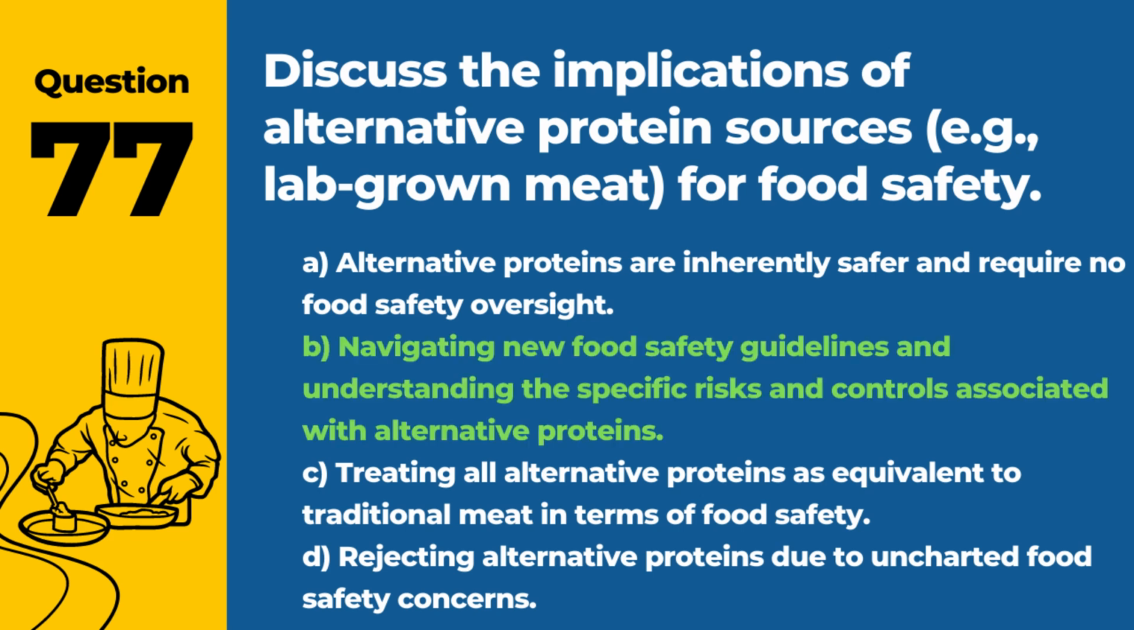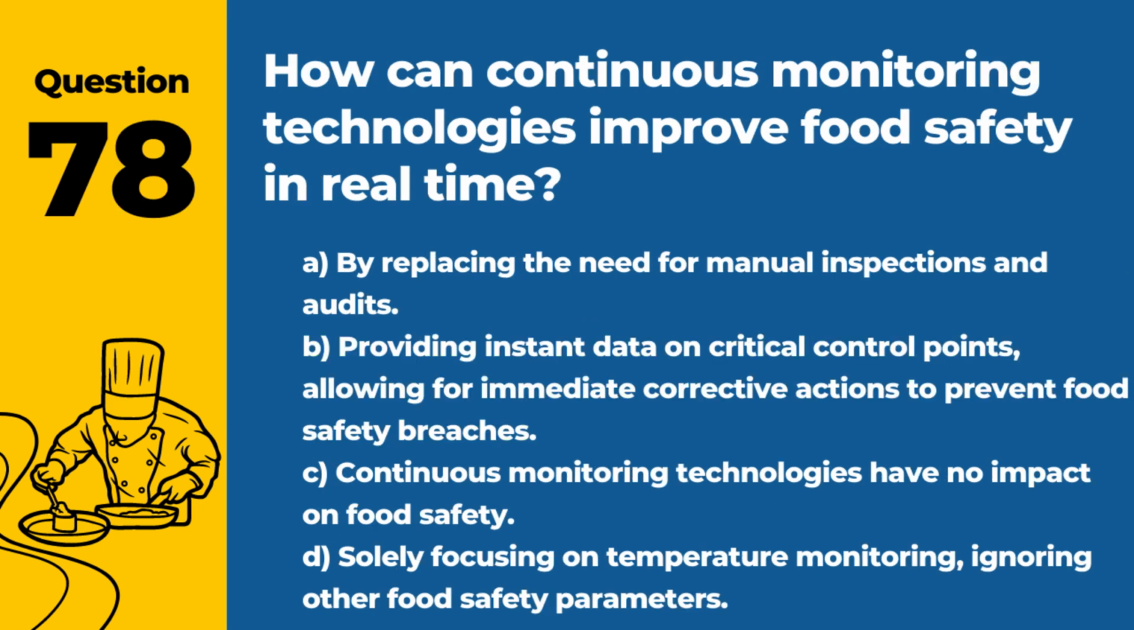Answer. B. Navigating new food safety guidelines and understanding the specific risks and controls associated with alternative proteins. As alternative protein sources become more common, understanding and applying appropriate food safety measures is crucial for ensuring their safe consumption. Question 78. How can continuous monitoring technologies improve food safety in real time?